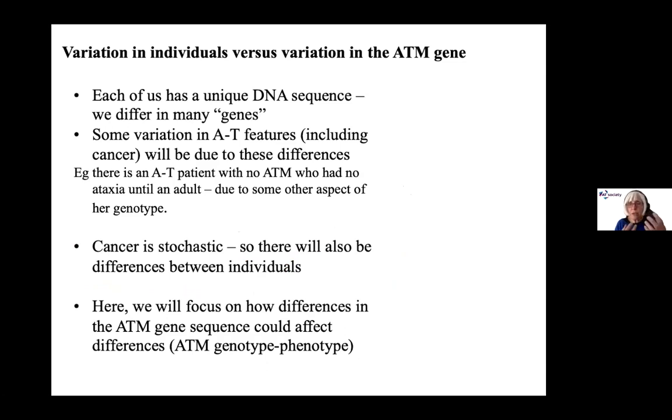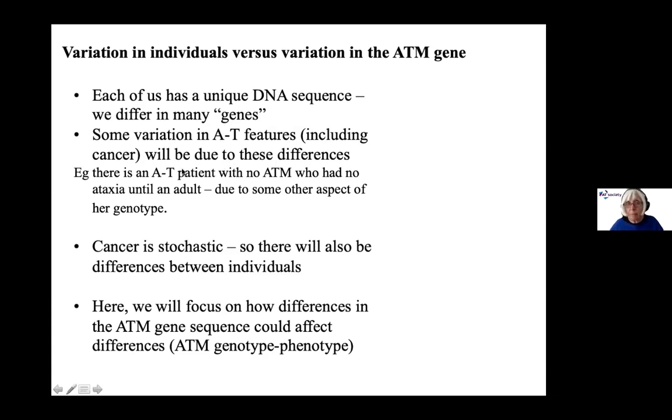Each of us has a unique DNA sequence, and we differ in many genes. We don't all necessarily have a change so severe it'll cause something like AT, but we differ in many different ways. And sometimes we have changes that make some of our pathways just very slightly different to others. Particularly immune responses, we can be very different. So some of the variation in AT features, and particularly including cancer, will be due to those differences rather than differences to do with the ATM gene itself.